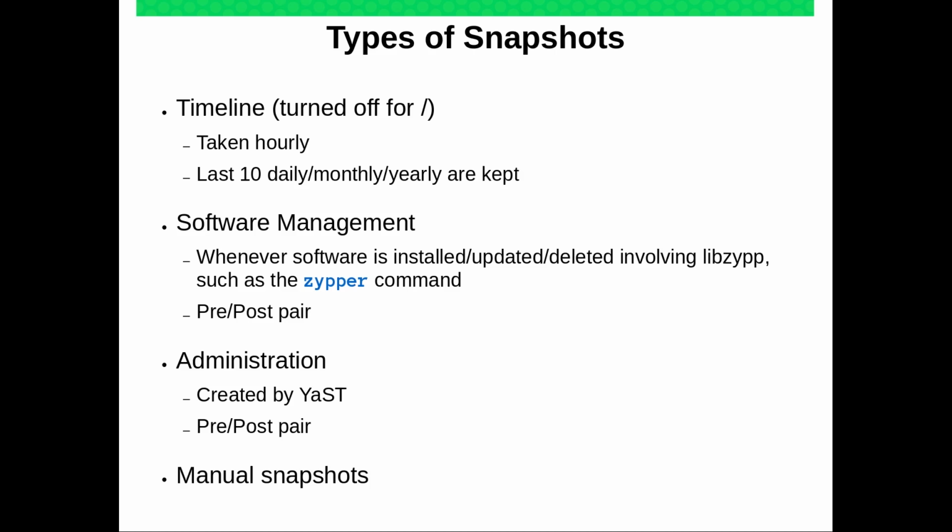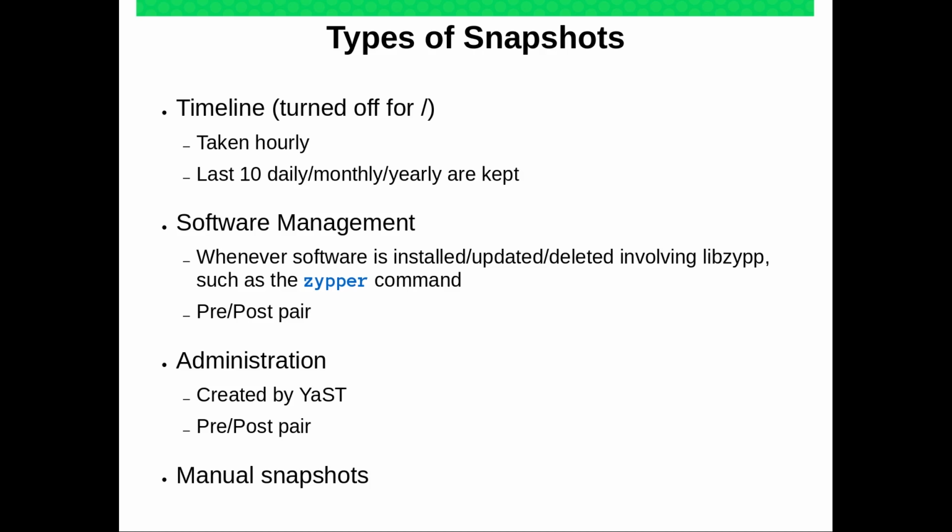There are software management types of snapshots. When you invoke the libzypp library when doing software management, the zypper command or the software management tools found in YaST, it creates a before change and an after change. We call those a pre and post pair. Those allow us to roll back should a software install go awry or not have the desired effect.